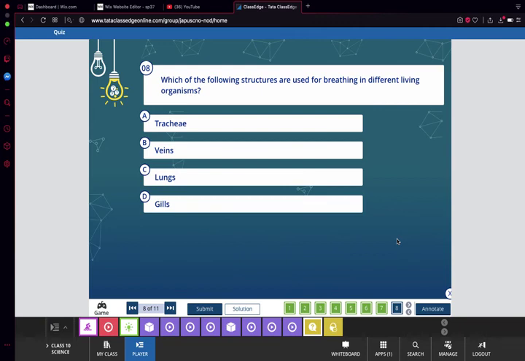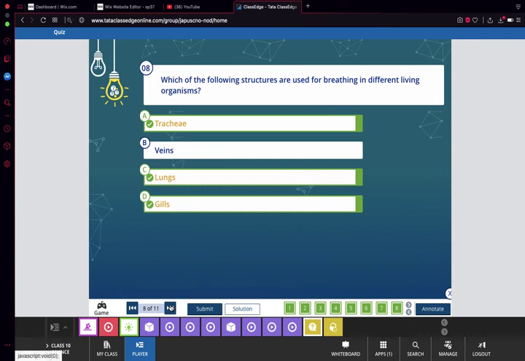Which of the following structures are used for breathing in different living organisms? Yes, the answer is trachea, lungs and gills. Veins are part of our circulatory system. They are not organs of respiration or breathing.